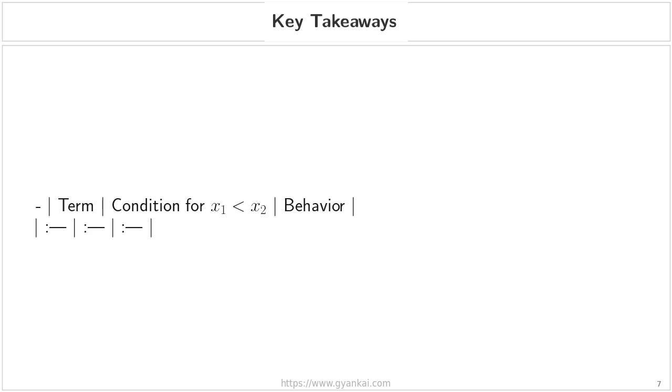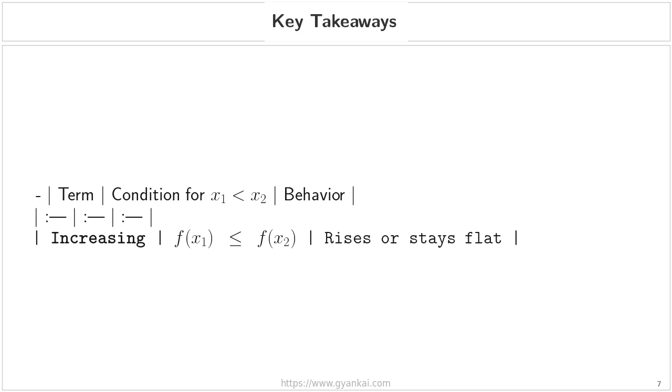Key takeaways. Now that we have explored each definition individually, let us consolidate our understanding with this summary table. This table provides a side-by-side comparison of the different types of monotonicity we have discussed, assuming that we have picked two values where x1 is less than x2. First, let us look at increasing functions. As we saw earlier, the condition here is that f of x1 is less than or equal to f of x2. This tells us that the function's behavior is to either rise or stay flat.